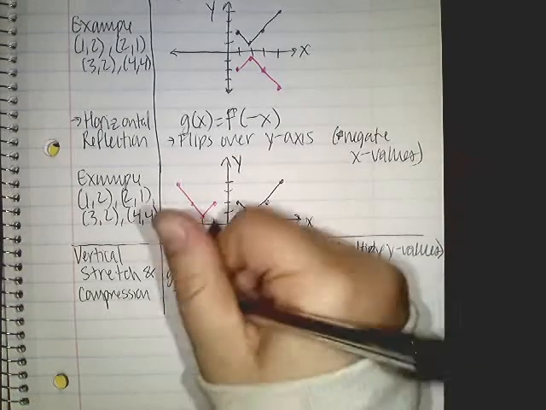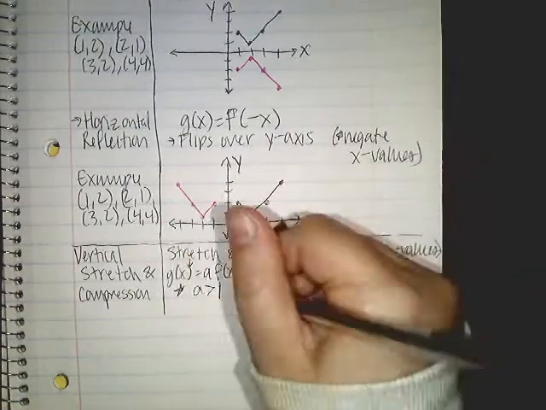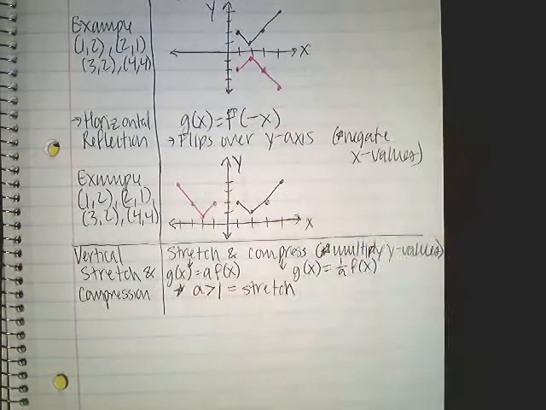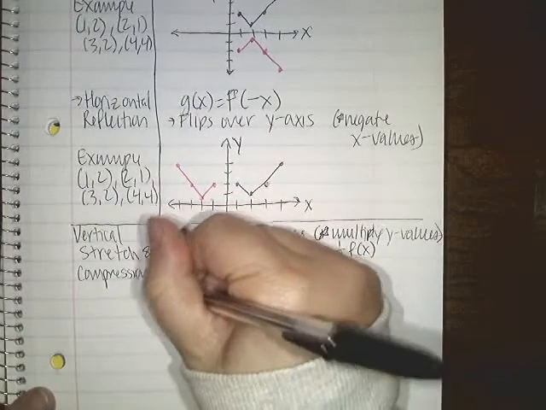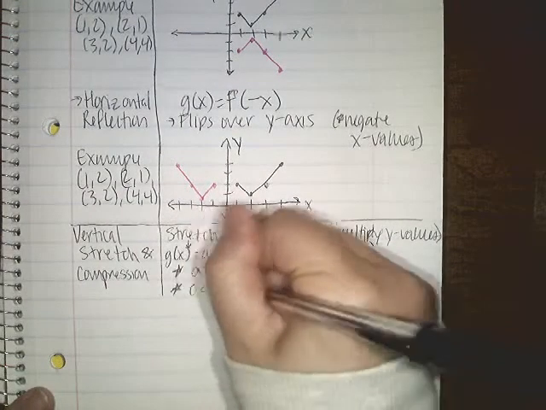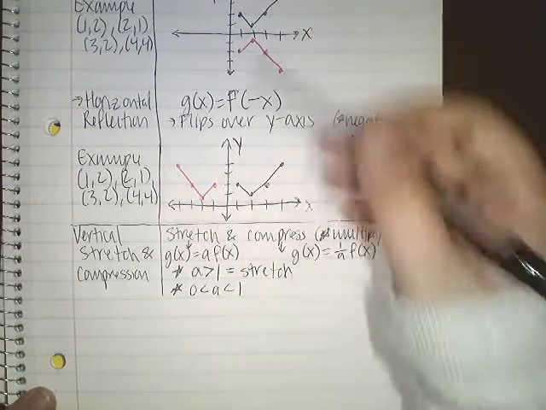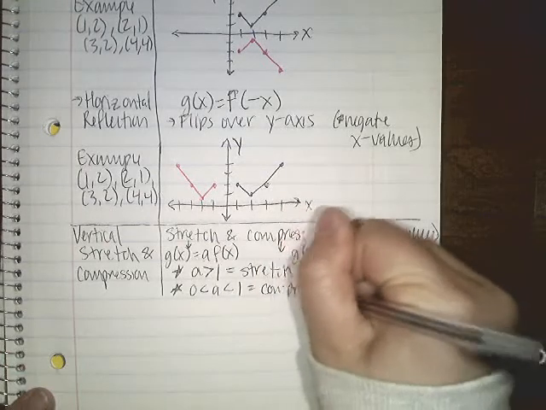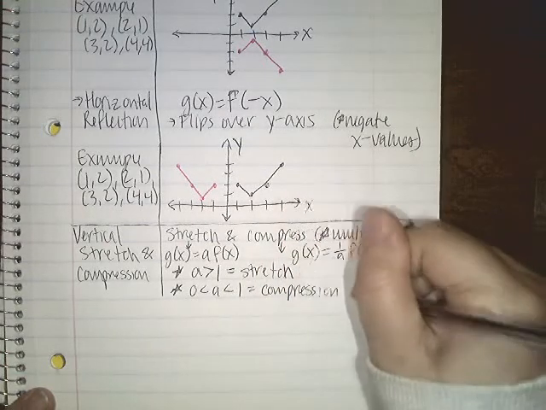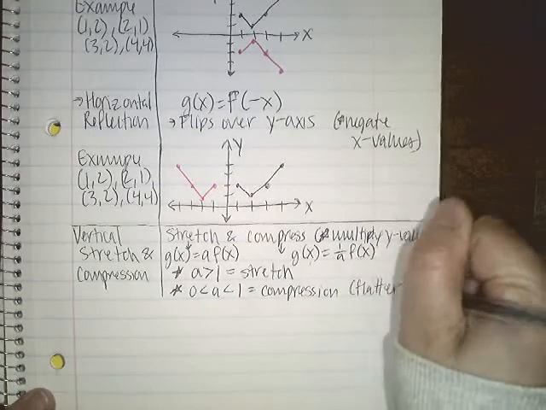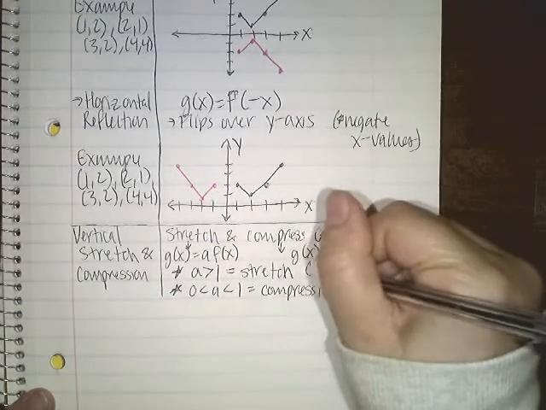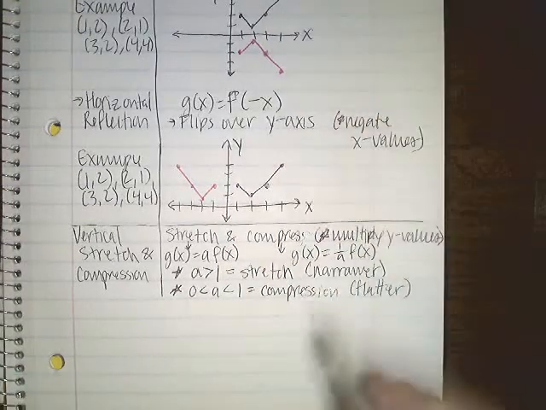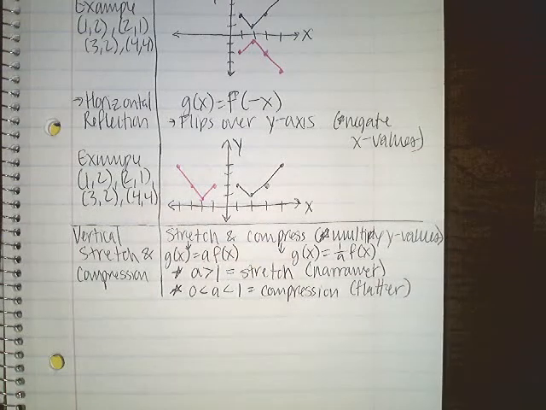So our shorthand for this, if a is greater than 1, it's going to equal a stretch, or it's going to elongate and get taller. If a is greater than 0 but less than 1, it's going to be a compression, or it's going to get flatter. Again, if it's less than 0, it would be a reflection. So it gets tall and thin if it stretches, it gets short and fat if it's compressed.